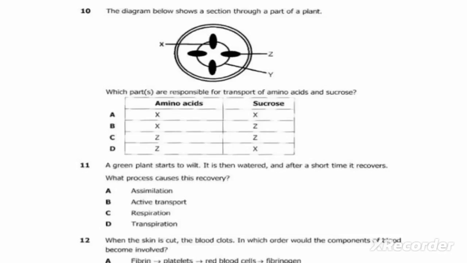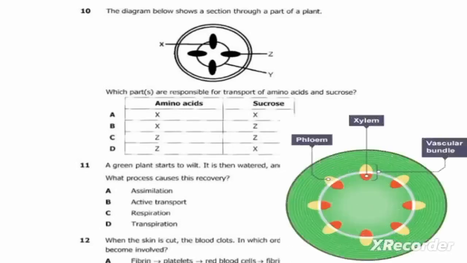So we have Y, we have Z, and we have Q. So which one is showing phloem? So phloem is found outside, as we can see. Then xylem is found inside.